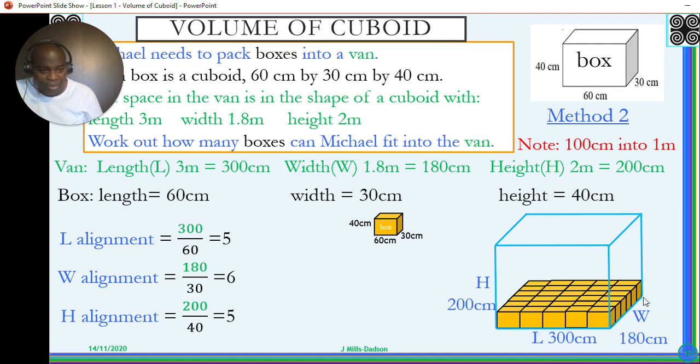The same applies with the edge. We have 6 of them. That's why the alignment is 6. Okay. Now, to prove that the height will be 5, let's find out the first layer. How many boxes do we have? 1, 2, 3. So we have 6. 6 times 5, 30. So we have 30 the first layer. So let's keep on putting 30 in each layer.